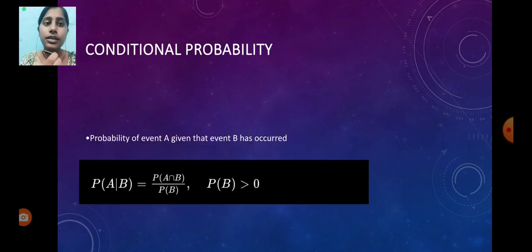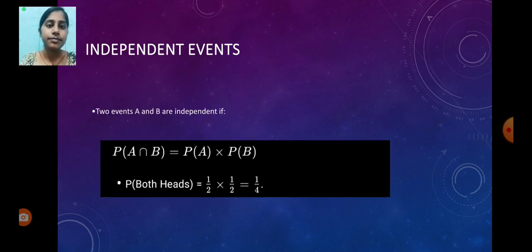Let us discuss about conditional probability. Conditional probability. Probability of event A given that event B has occurred. That is, probability of A given B is equal to probability of A intersection B by probability of B, where probability of B is greater than 0. Or we can also give this as probability of B given A equals probability of A intersection B by probability of A. Here probability of A is also greater than 0 because probability of A and B are at the denominators.